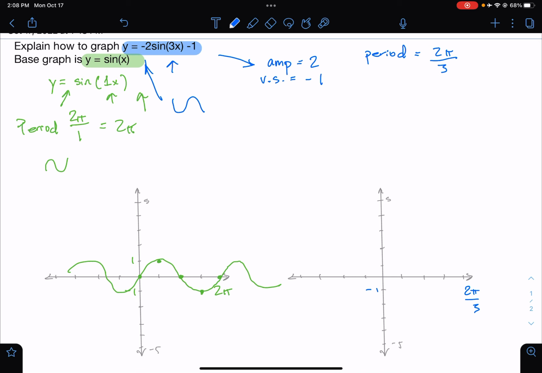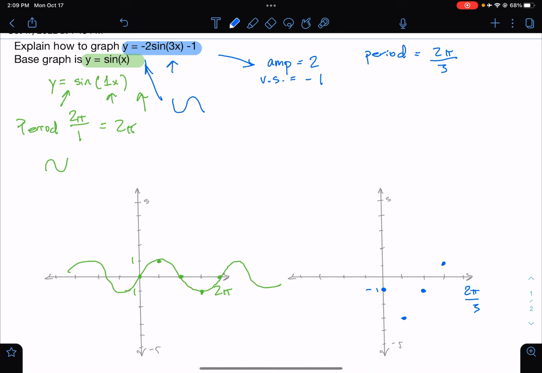So the first point is at the midline, which will be here. Second point will be 2 below that and 1 over. Third point will be back to the midline. Fourth point will be 1 over and 2 up.